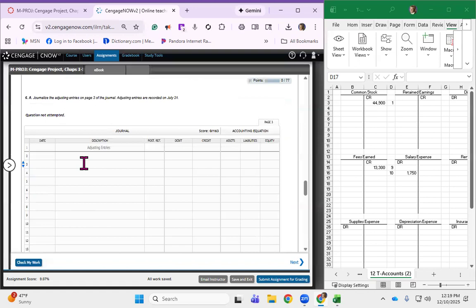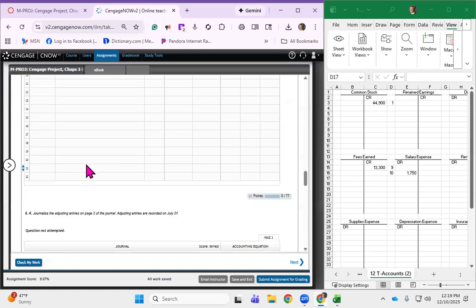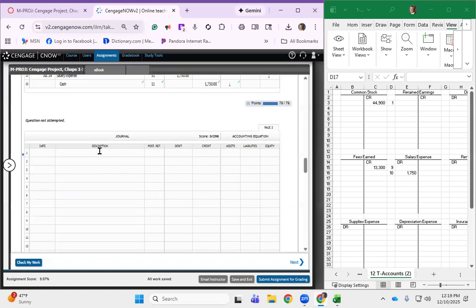Okay, so this is going to be page 2. Yep, page 2, there it is. Okay, so this is going to be July 17th. It says recorded cash from cash clients for fees earned during the period July 1st through the 17th. So this is cash paying clients at the point of sale. Okay, we do not put it in accounts receivable because they're paying us now.